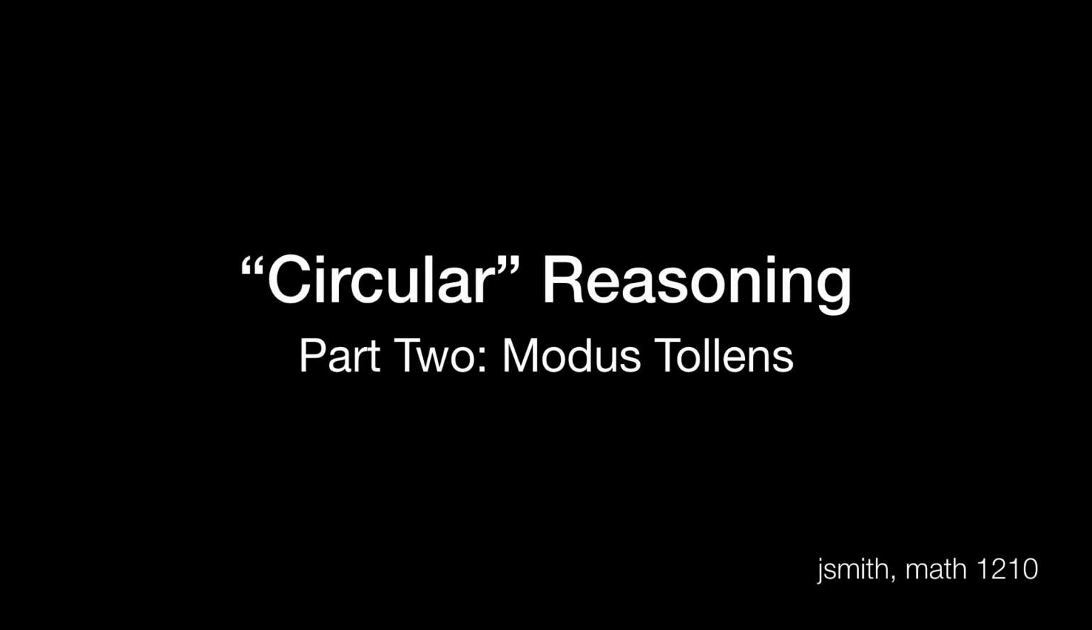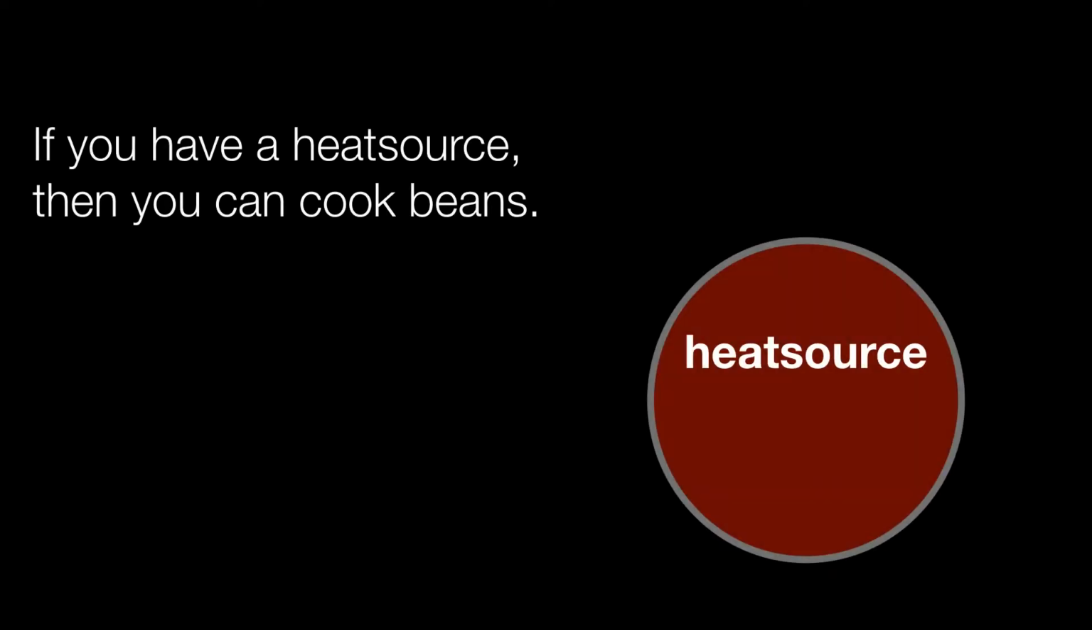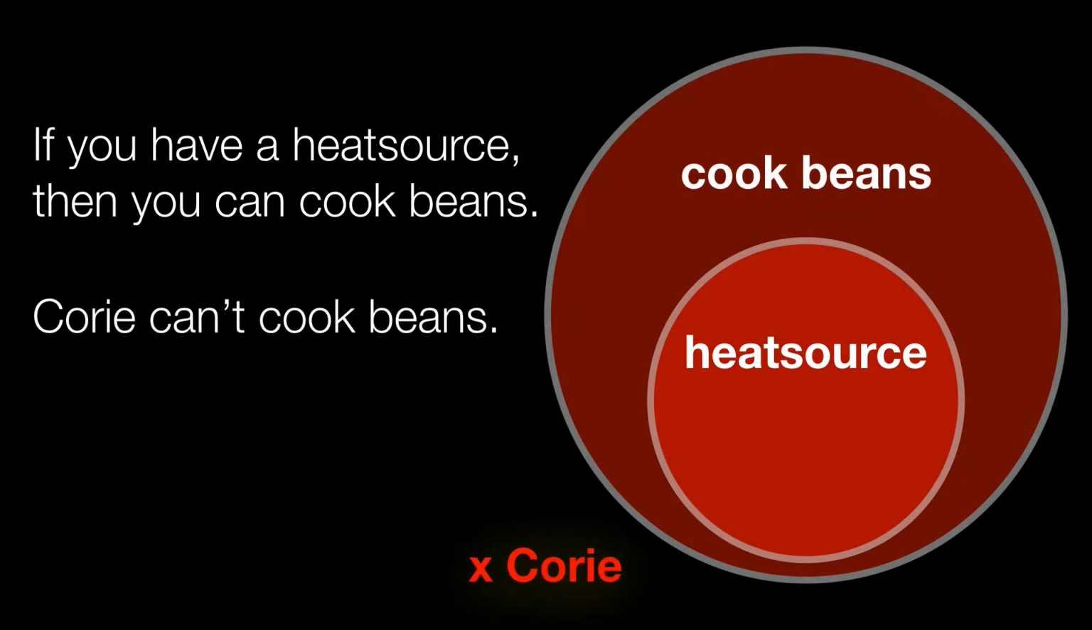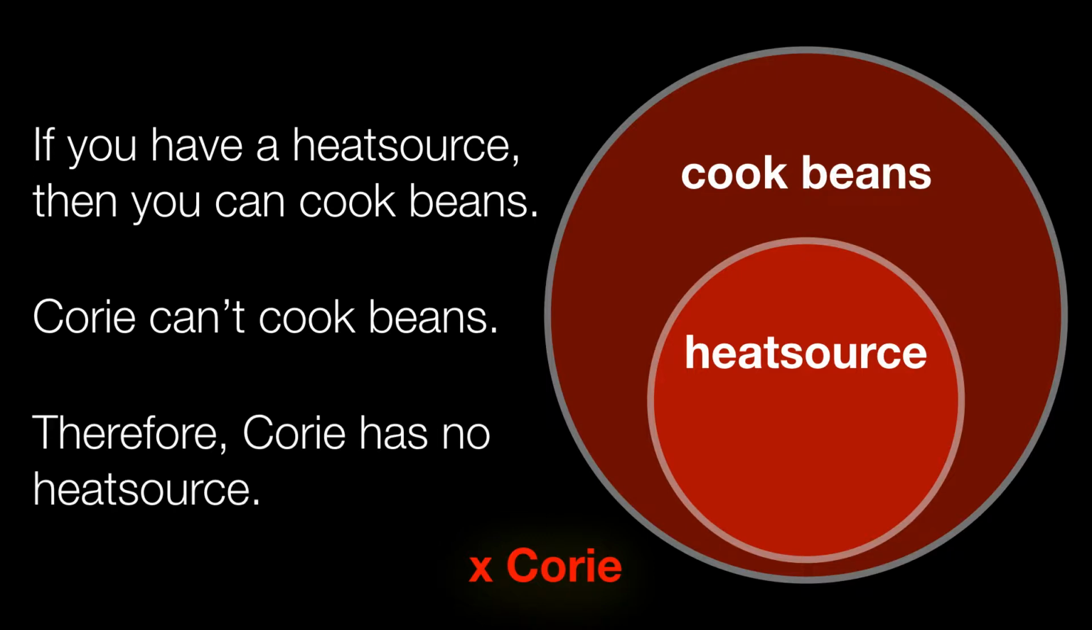Here's the second video on circular reasoning. This one deals with Modus Tollens. We know that if you have a heat source, then you can cook beans. Corey can't cook beans. Therefore, Corey has no heat source.